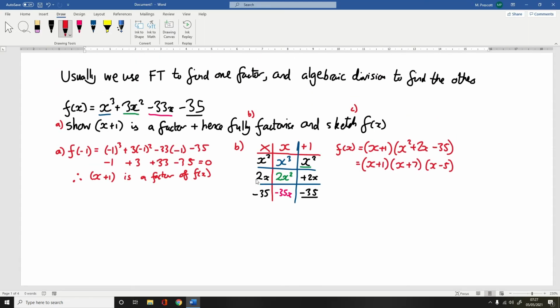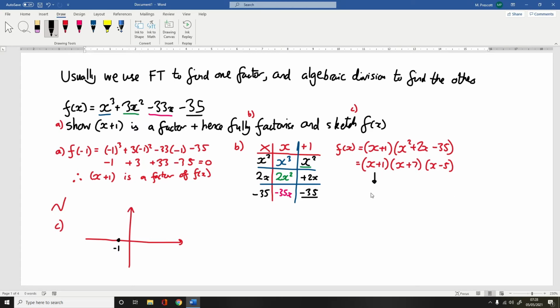Oh wait, sorry, there's a part C. Part C, we want to sketch the graph. Now this is a cubic graph, so we should know that the general shape of it is something like that. Positive cubic. If it was negative, it would start high and end low. And we've got our three crossing points here with our factorisation. We know it crosses at -1.